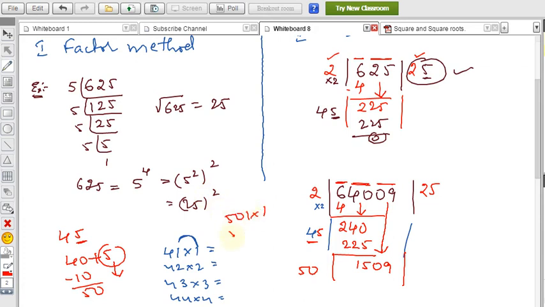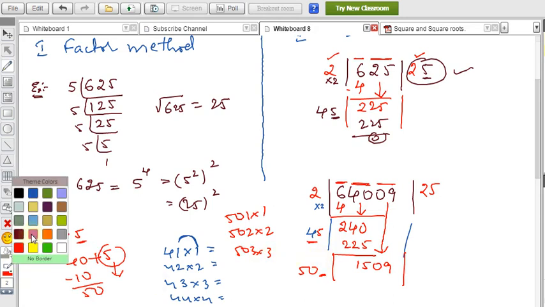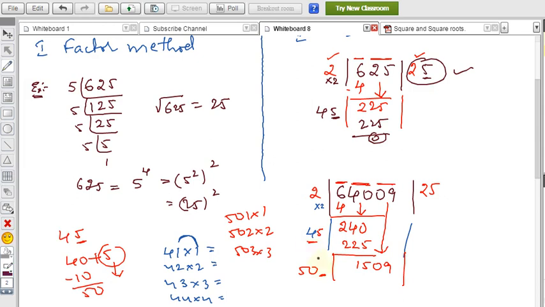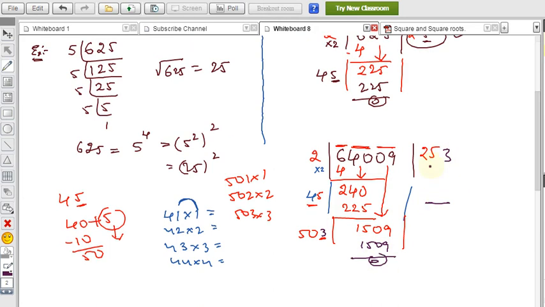Again, 501 into 1, 502 into 2, because this place should be occupied. 503 into 3. Now if you take 503, 3 threes is 1509, remainder 0. So the square root of 64009 is 253.